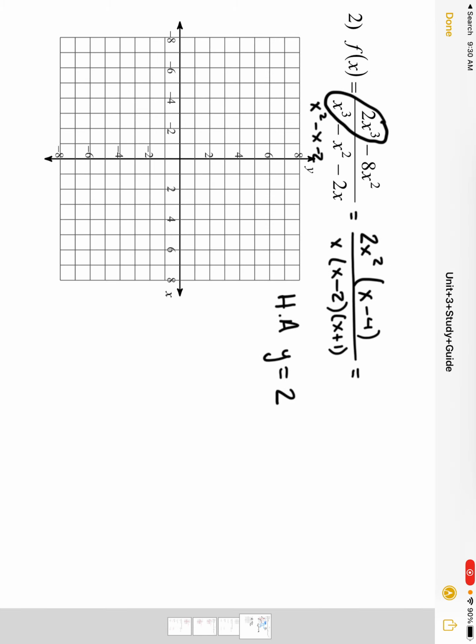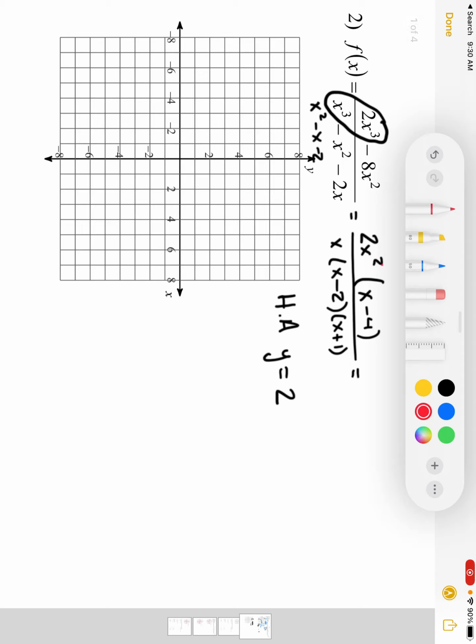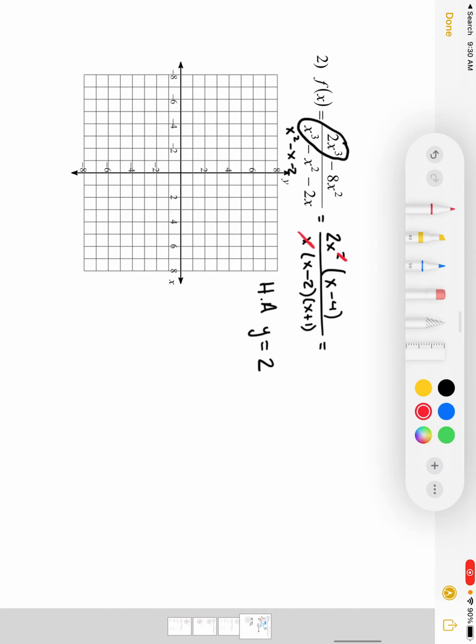So now we can cancel out an x here. So this cancels, and that totally cancels. So that means x equals 0 is not a hole because it still remains in the numerator. So our vertical asymptotes are the places where the denominator is 0. So that is going to be x equals 2 and x equals -1.